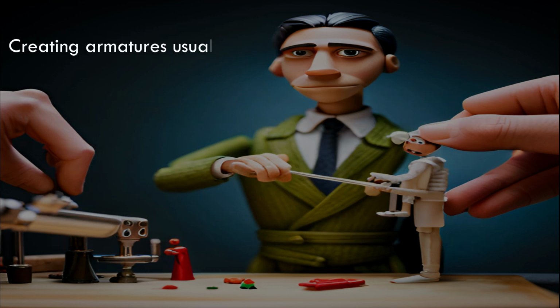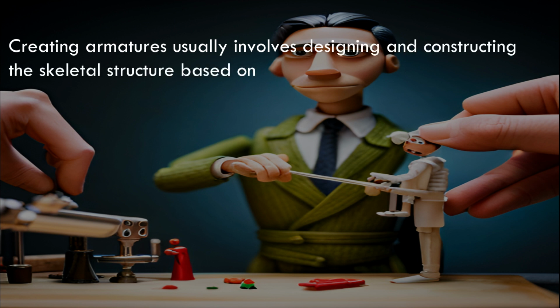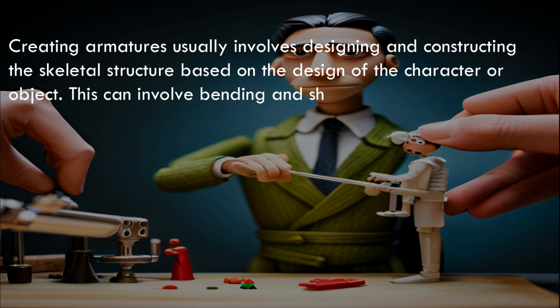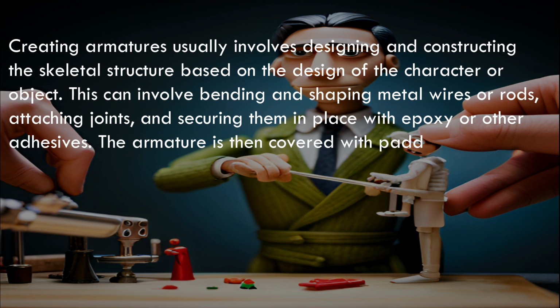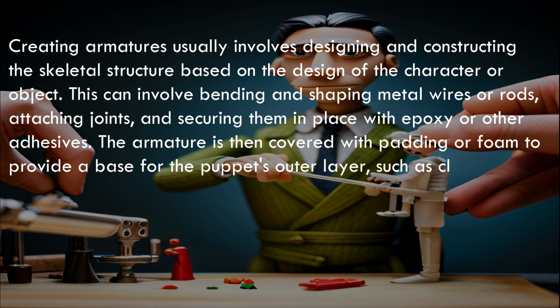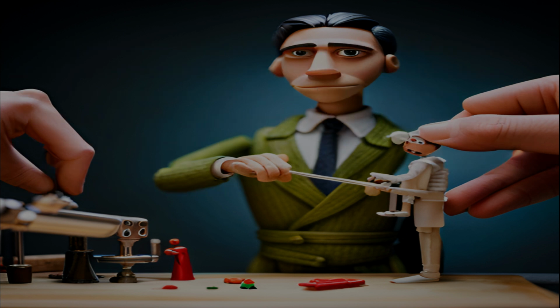Creating armatures usually involves designing and constructing the skeletal structure based on the design of the character or object. This can involve bending and shaping metal wires or rods, attaching joints, and securing them in place with epoxy or other adhesives. The armature is then covered with padding or foam to provide a base for the puppet's outer layer, such as clay, fabric, or other materials, to be attached.